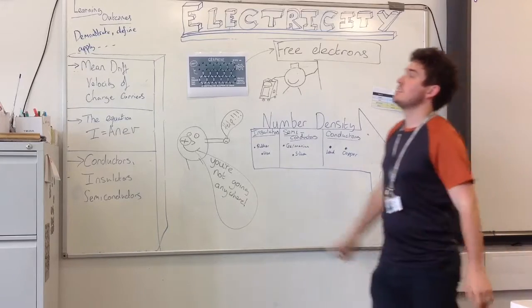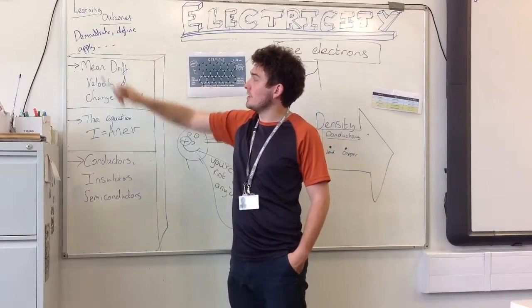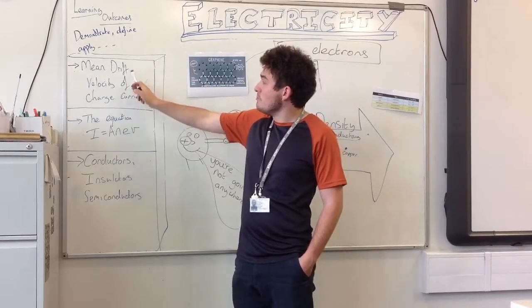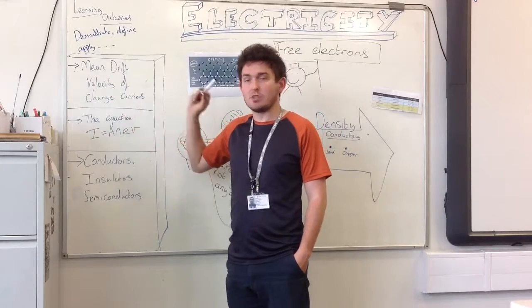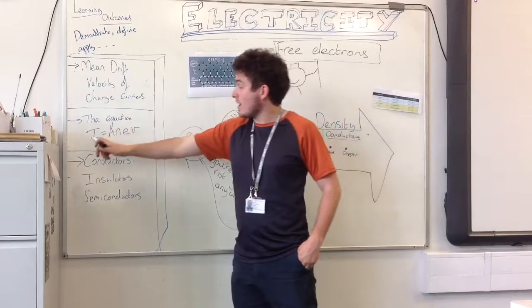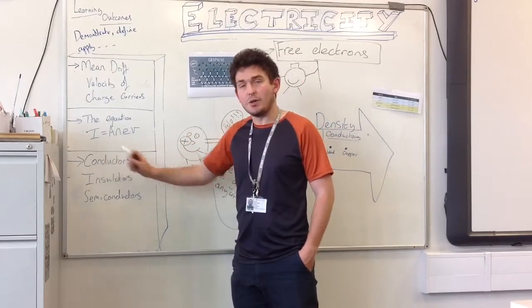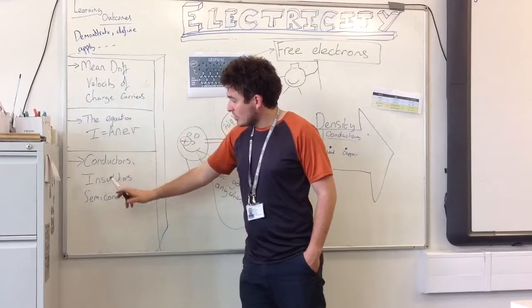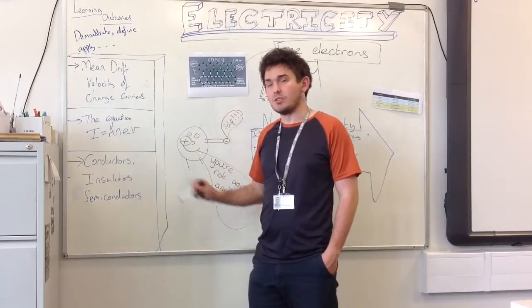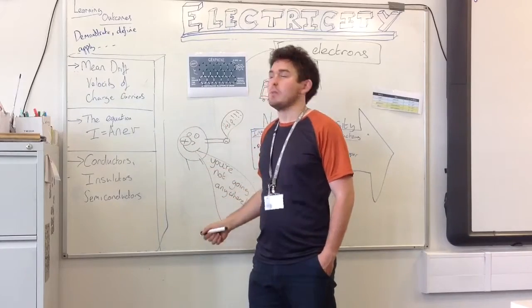Right, so we're going to start as usual by looking at what we've got to achieve today, and that is to be able to demonstrate, define and apply mean drift velocity of charge carriers. We're going to define what it means and how we use it. The equation I = nAev, we're going to look at what these terms are and how we apply it. And conductors, insulators and semiconductors: what they are, what differs them, and why they behave the way they behave.